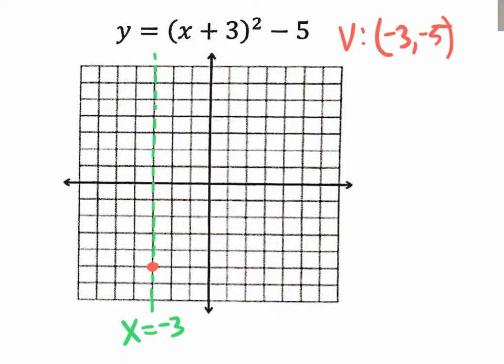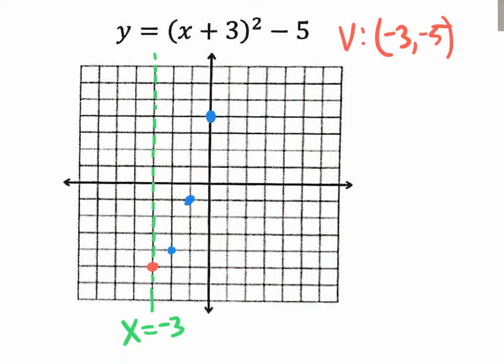1, 2, 4, 3, 9. 1 over, 1 up. Why am I going up? Because the a value is positive. If it were negative, I'd be going 1 over, 1 down, but it's positive, so I'm going 1 over, 1 up. Let's put a dot right there. Let's go back to the vertex, go 2 over, 4 up, 1, 2, 3, 4, put a dot right there. And go back to the vertex, go 3 over, 9 up, 1, 2, 3, 4, 5, 6, 7, 8, 9, right there.